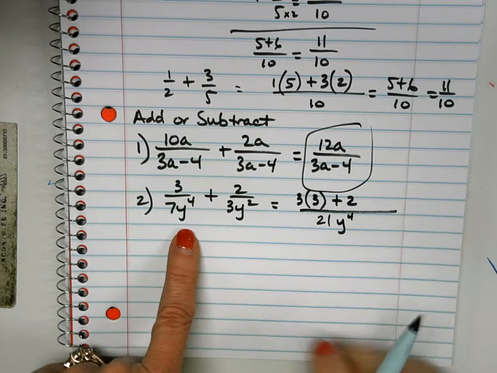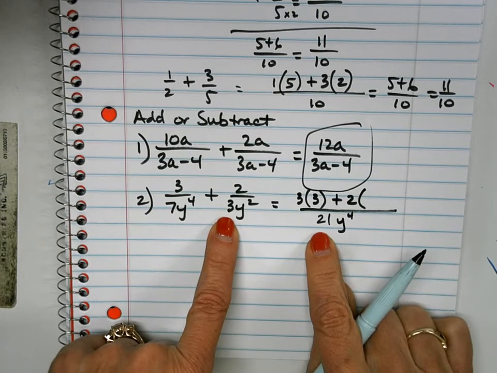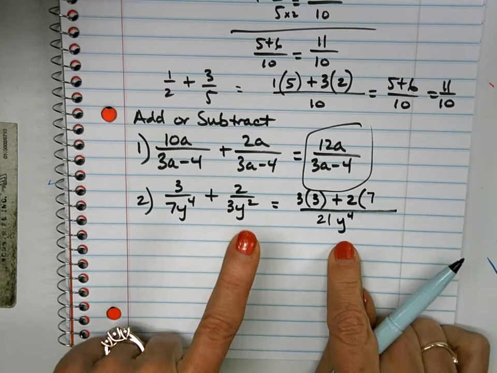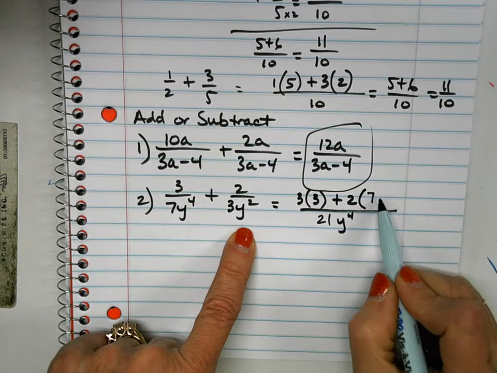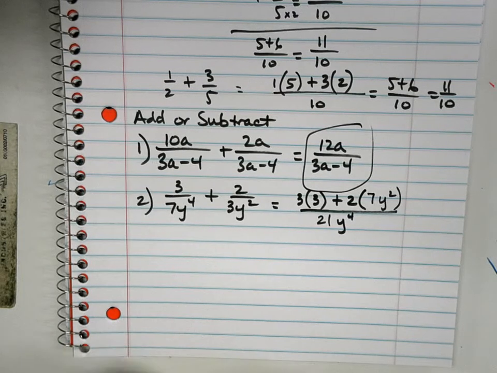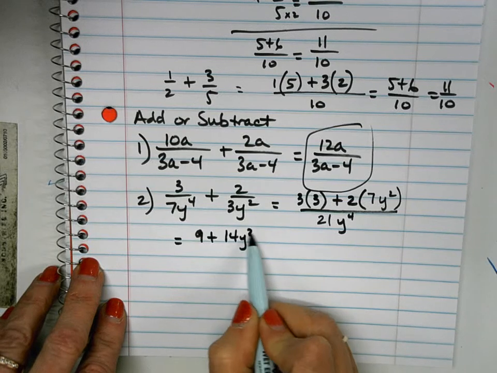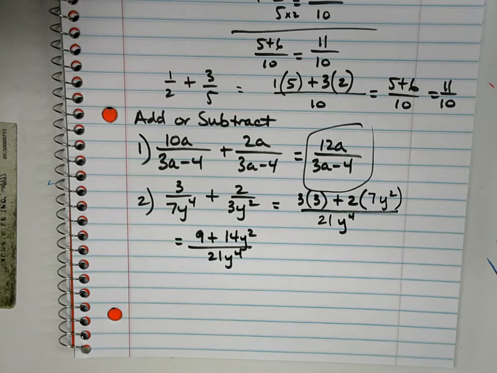Okay, and then you're going to compare this. To go from 3 to 21, I need to multiply that by a 7. But I also need to go from y squared to y to the 4th. What else do I need? Another y squared, right? Isn't that what I would multiply this by to get 21y to the 4th? Then go ahead and multiply that out. You get 9 plus 14y squared over 21y to the 4th. Am I able to reduce anything from this? Can I simplify that at all? No. There's nothing that I can take out. That's your answer.